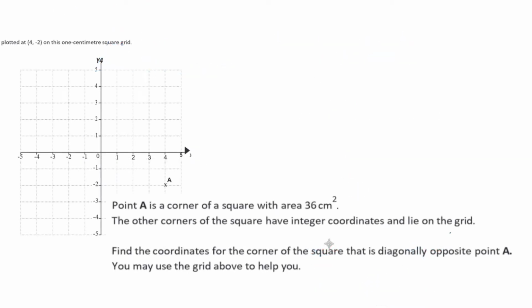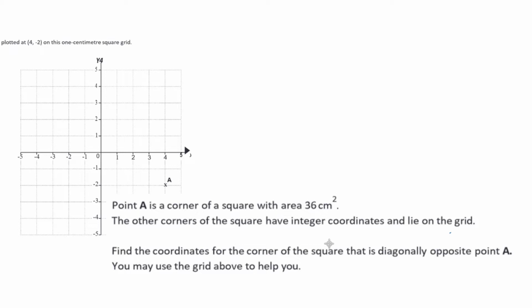Question 7. Point A is plotted at 4, -2 on this 1 centimeter grid. Okay, we can see it down there at 4, -2. Now the question says, point A is a corner of a square with an area of 36 centimeters squared. The other coordinates of the square have integer coordinates and lie on the grid. Find the coordinates of the corner of the square that is diagonally opposite the point A. You may use the grid above to help you.